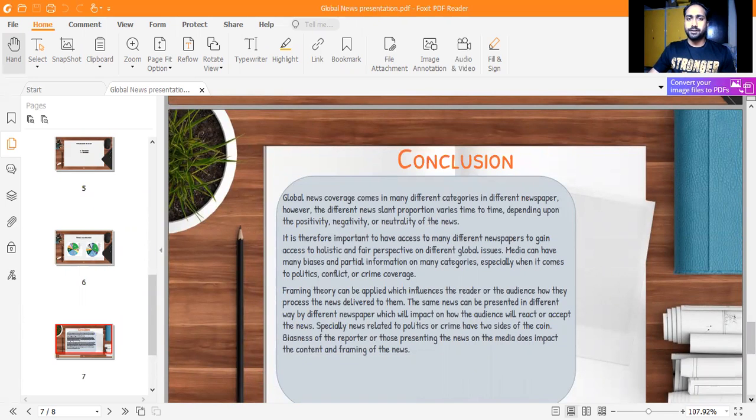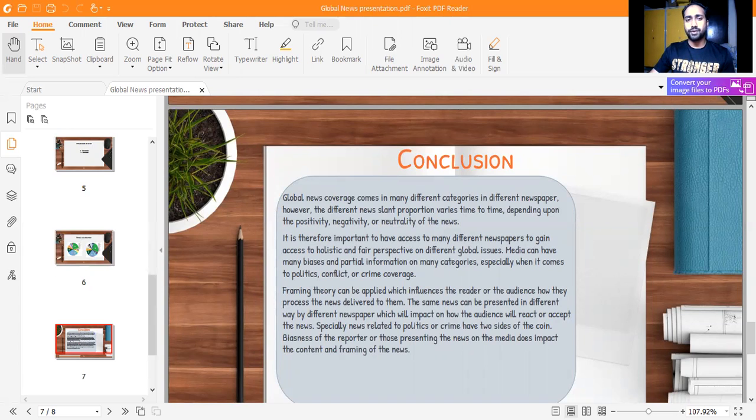Global news coverage comes in many different categories, as we saw before in the pie chart. There are international, political, crime, environmental, sports, entertainment, and so many. However, the portion of different media news varies from time to time depending on the positivity, negativity and neutrality of the news. Therefore, it is important to access many different newspapers to gain a holistic, fair perspective on different global issues. Media have many biases and partial information, especially when it comes to politics, conflict, or covering crime reports.